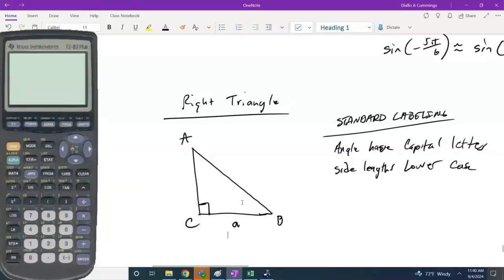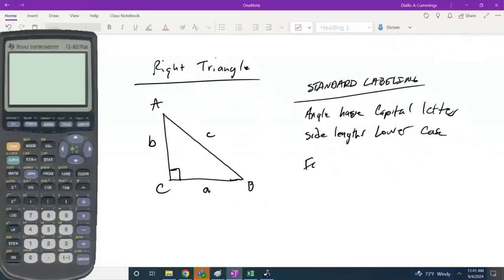This is angle B. The side that's opposite angle B is side B, and that's a lowercase letter. And now I have angle C. The side opposite angle C is side length C. So angles have capital letters, side lengths have lowercase letters.